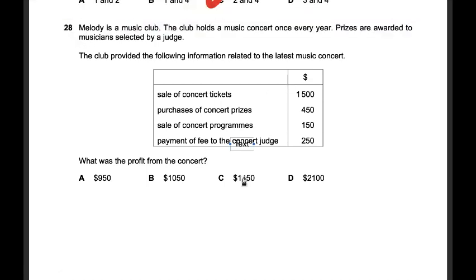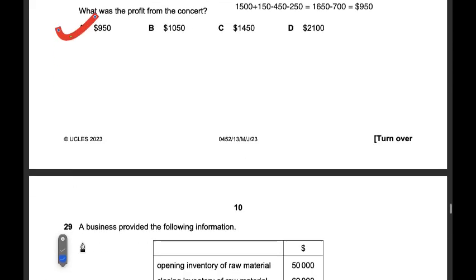So basically here, we add the revenue and we subtract the expenditure. The revenue is from the sale of concert tickets and the sale of concert programs, minus the purchases and the payment of fee. The 450 minus 450 minus 250. That is 1,650 minus 700. I'm just calculating it verbally because that's what I'm comfortable with. $950, hence making this our profit. You can recheck with your calculator as well, just do that in case. Maybe option A is the correct answer.